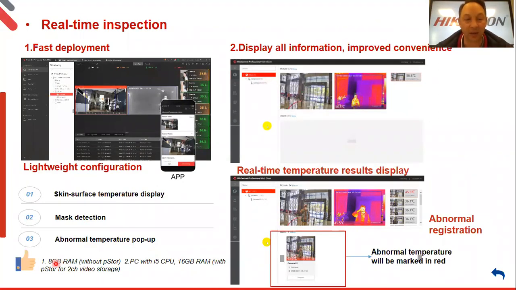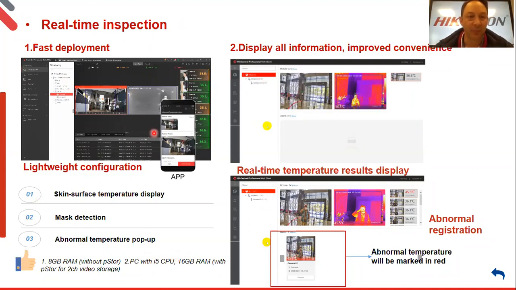And then just to give you an idea of a machine specification, about at least 8 gigabytes of RAM without pStore. So pStore is the storage side of HikCentral. So if you're not going to run pStore specifically, about 8 gigs of RAM. A PC with a Core i5 CPU with about 16 gigs of RAM will help you with pStore for about two video channels. If you're going to add pStore to it, to record about 2 video channels, make sure you've got at least about 16 gigs of RAM. And it's not 16 gigs per 2 video channels, right? So let's just get that clear. But yeah, that's just a quick idea of the kind of machine spec that you need for it.